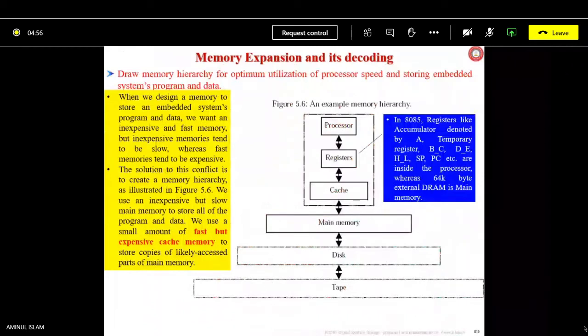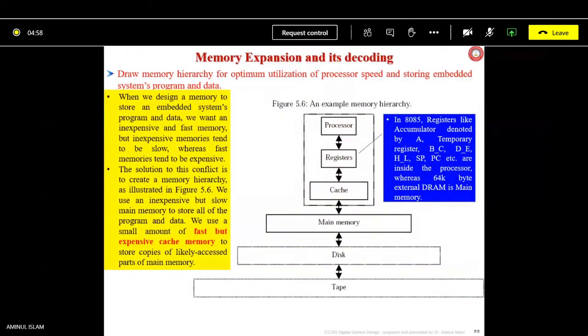Here is a memory organization or hierarchy. At the bottom you see tape is a memory device. This is like an audio cassette. It was a serial data storing and retrieving method on a magnetic film.